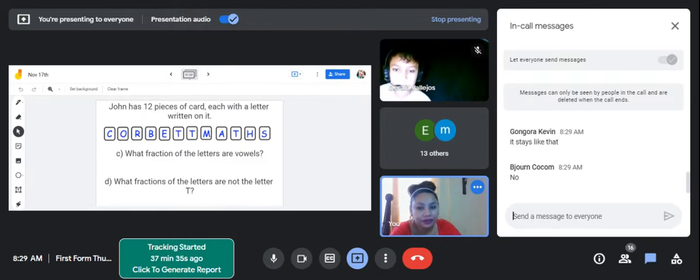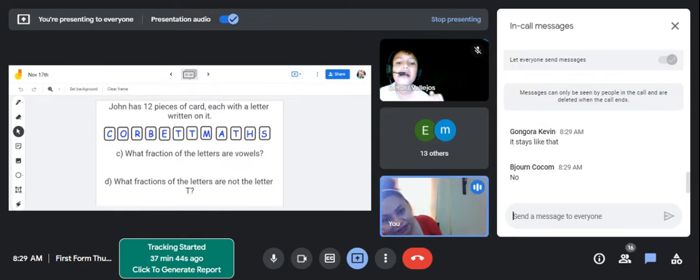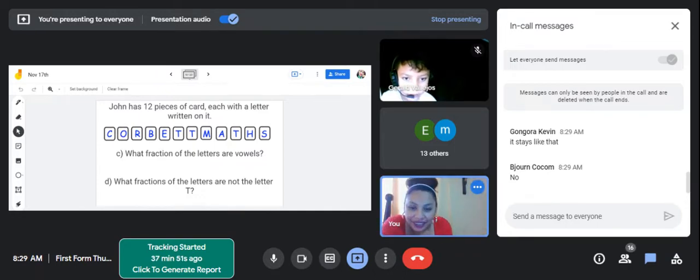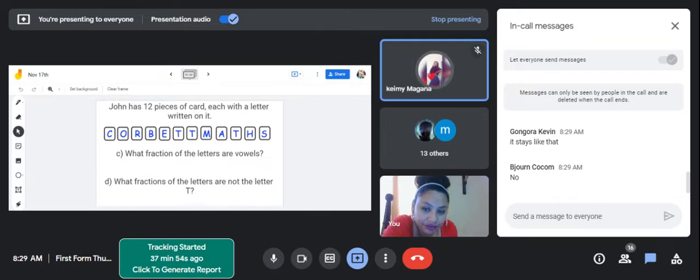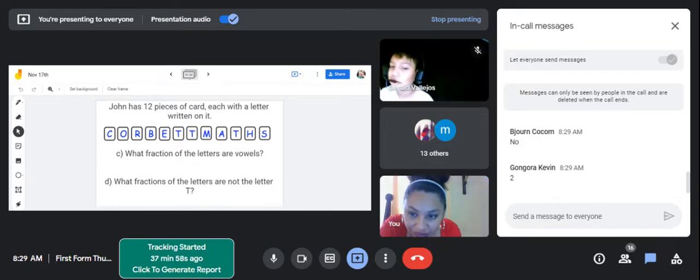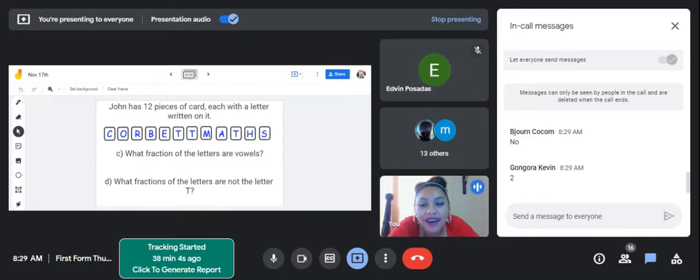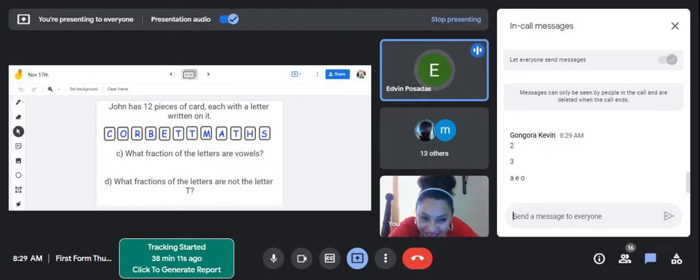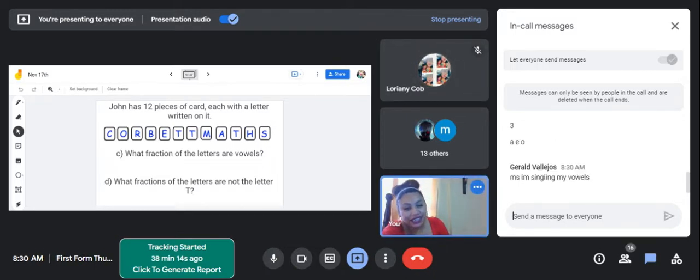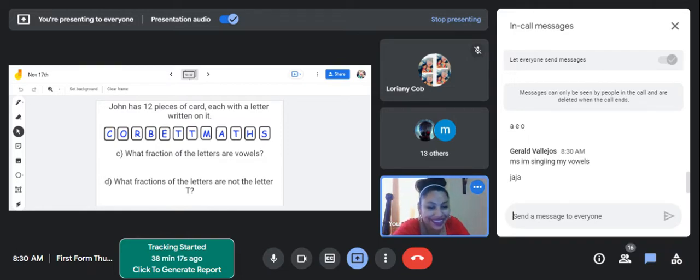Next one. Jean has 12 pieces of cards. This is his card. So let's see what fraction of the letters are vowels. How many vowels do you see? Two. Three vowels. What are those vowels? The O, the A. Very good. The O, the E, and the A. You guys are like A, E, I, O, U, right?